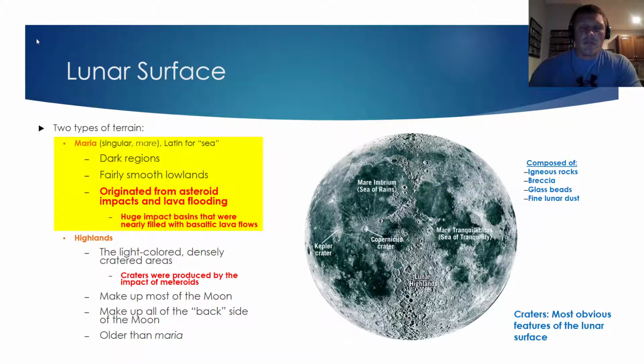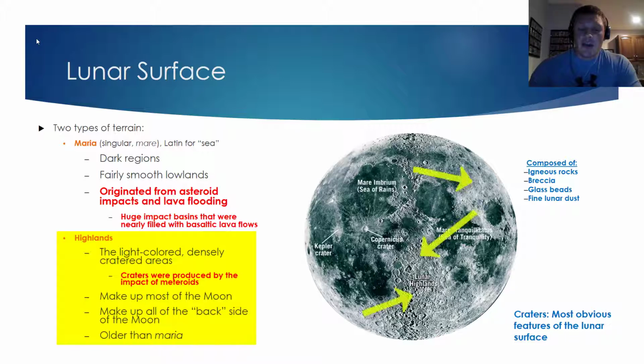Keep in mind that because the moon's composition is nearly identical to Earth's mantle composition, we see many of the same rocks on the moon's surface. So we shouldn't be surprised to see evidence of basaltic lava flows and igneous rocks on the moon's surface. The second type of terrain on the lunar surface is the highlands. The highlands are the lighter colored, densely cratered regions of the moon.